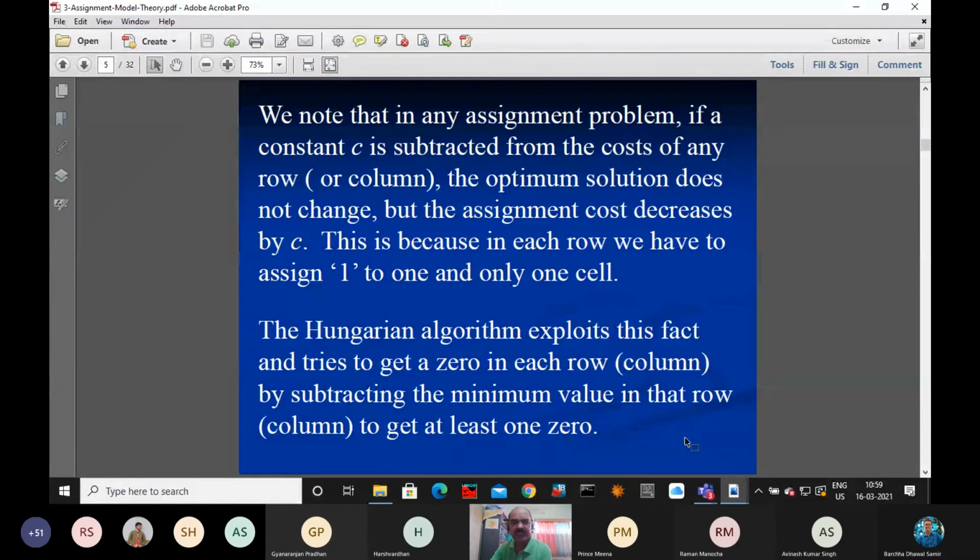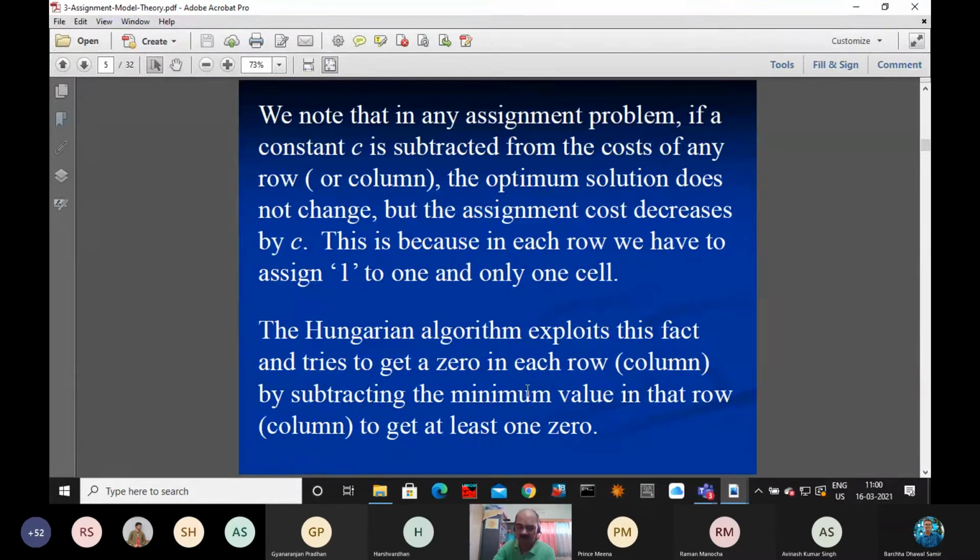We note that in any assignment problem, as I have already told earlier, if a constant C is subtracted from the cost of any row or column, the optimum solution does not change, but the assignment cost decreases by C units. This is because in each row we have to assign 1 and only 1 cell. The Hungarian algorithm exploits this fact and tries to get a 0 in each row or column by subtracting the minimum value in that row or column to get at least 1 zero.